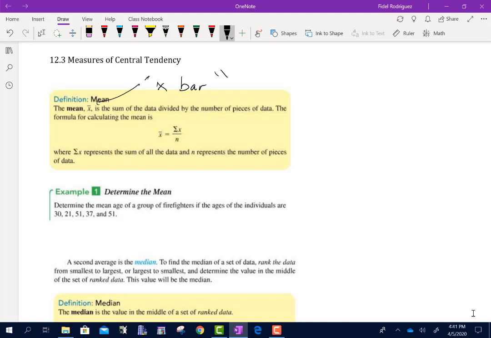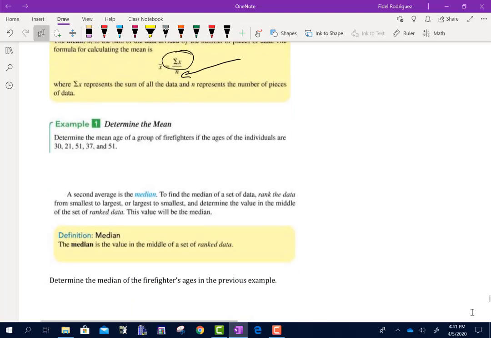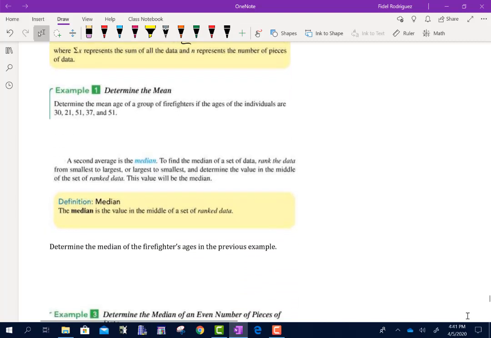And so remember what the mean or the average is. It's the sum of the data divided by the number of pieces, okay? So this little funny looking symbol means we're going to add up all the individual numbers and then we're going to divide it by however many we had, right? And again, we did that in 7.3. So let's look at the first problem here, and it says determine the mean.